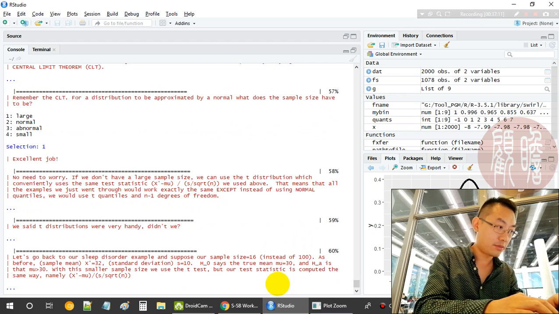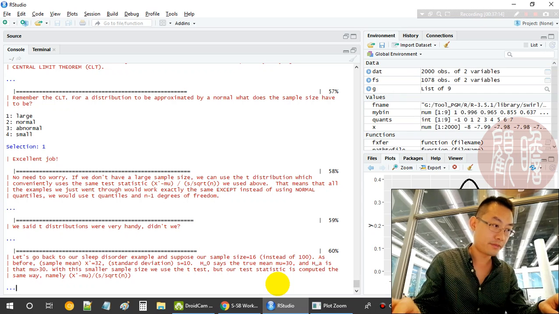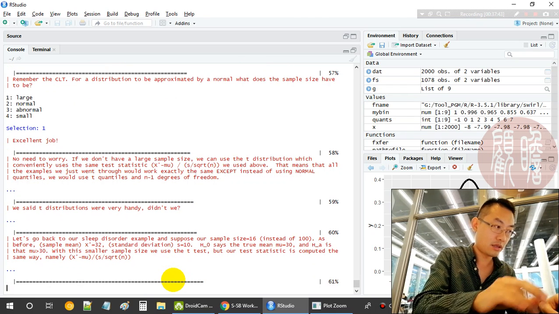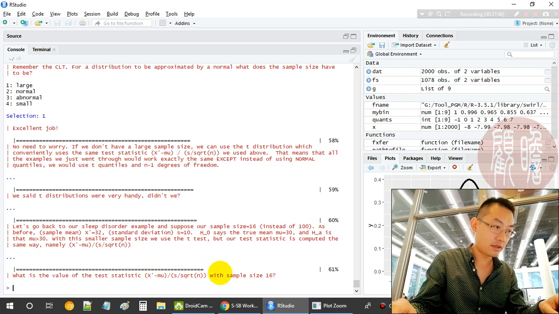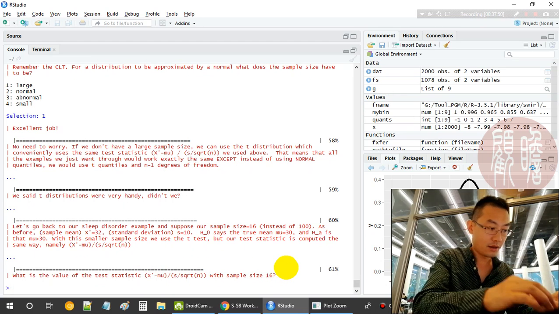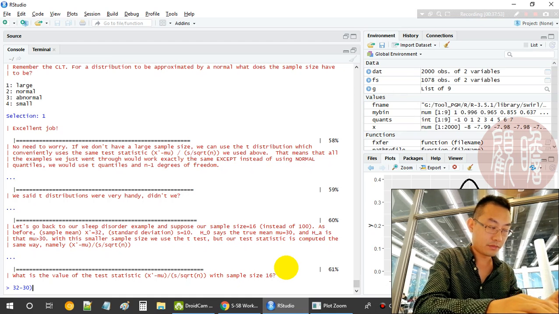Very handy, the T distribution. Okay, let's go back to our sleep example, and suppose our sample size is 16 instead of 100 as before. The sample mean is 32, the standard deviation is 10, the null says the true mean is 30, and the alternative is that the true mean is greater than 30. With this smaller sample size, we compute the same way. The sample mean 32 minus 30, over the standard deviation 10 divided by the square root of 16, which is 4.